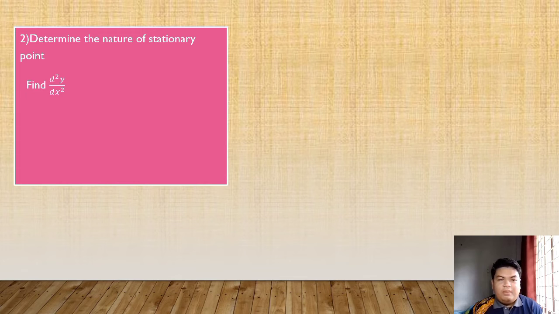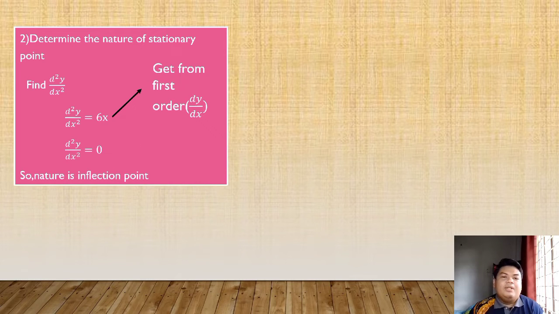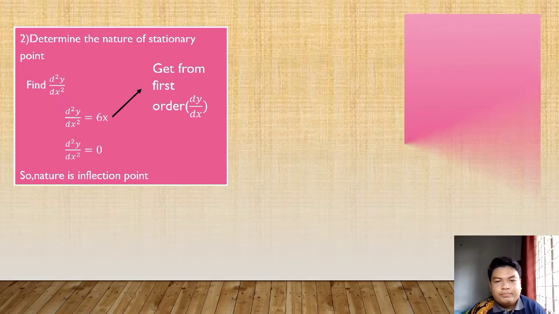So, for our next step, we need to determine the nature of the stationary point. To get the nature, we need to find d2y/dx2 by using the second order method. When d2y/dx2 equals 6x, so d2y/dx2 will be 0. So, our nature is an inflection point. The 6x we get from the first order.